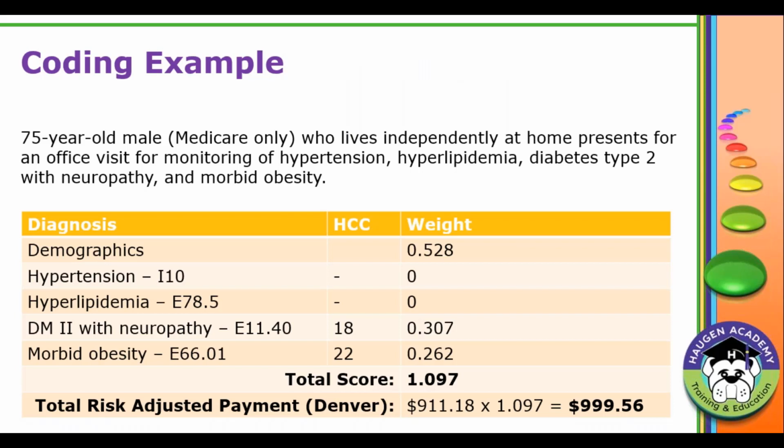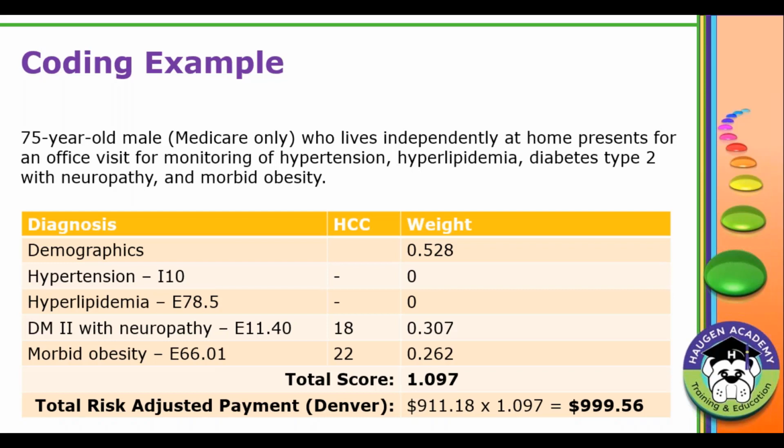Here is just another coding example that goes into this a little bit deeper. This patient is a 75-year-old male who's on Medicare only, lives at home, and is just coming in for an office visit for hypertension, hyperlipidemia, type 2 diabetes with neuropathy, and he also has morbid obesity. So you can see the demographic weight comes in at 0.528. The hypertension does not map to an HCC, and neither does hyperlipidemia.